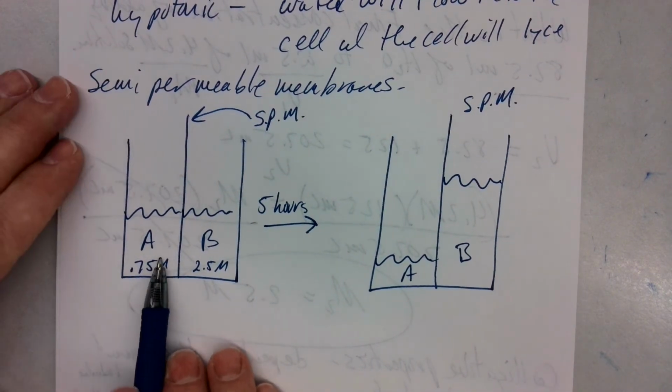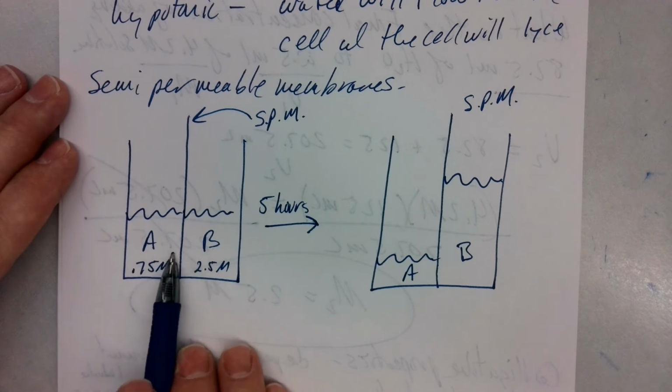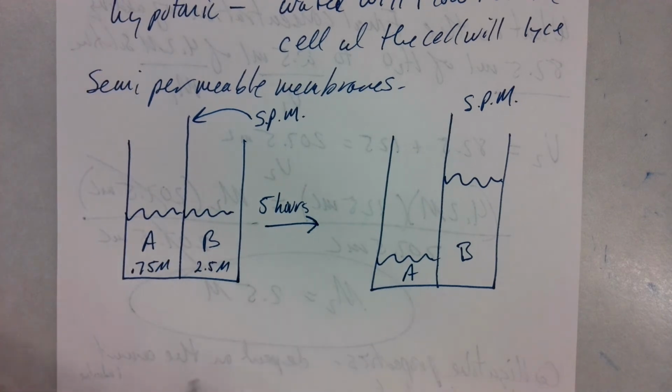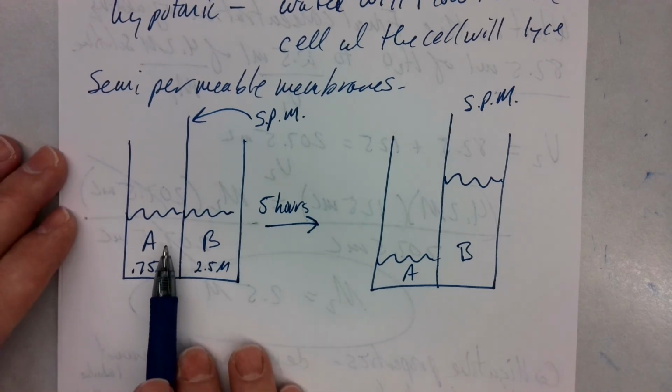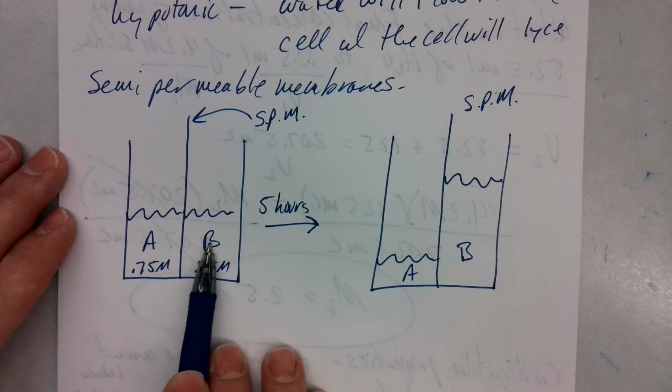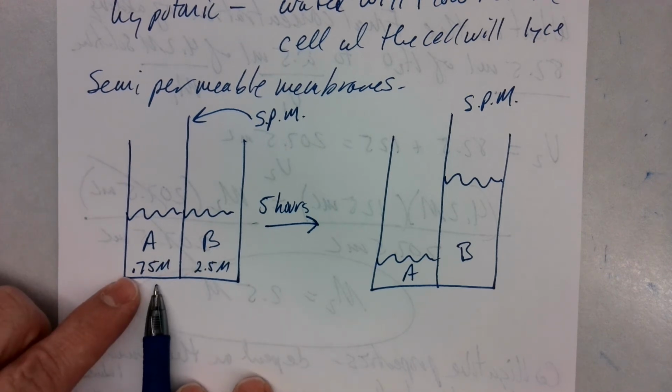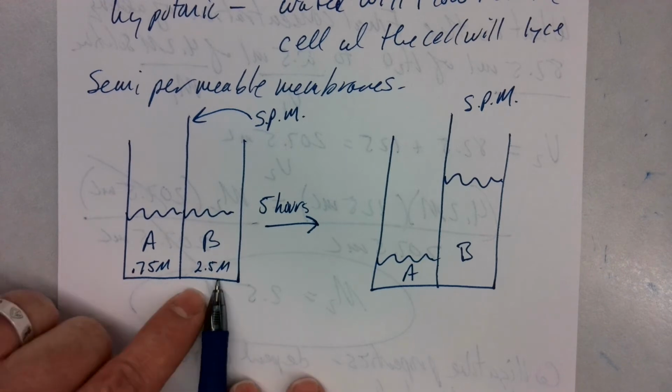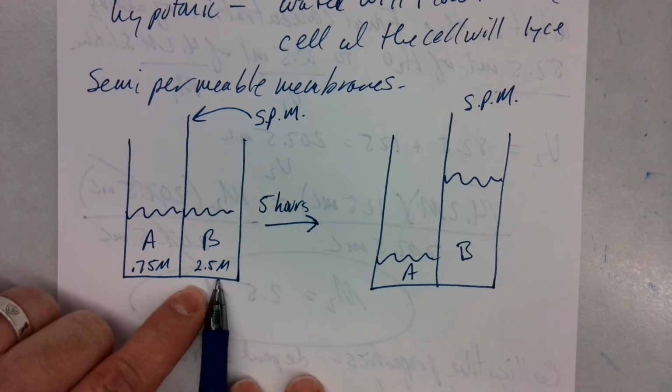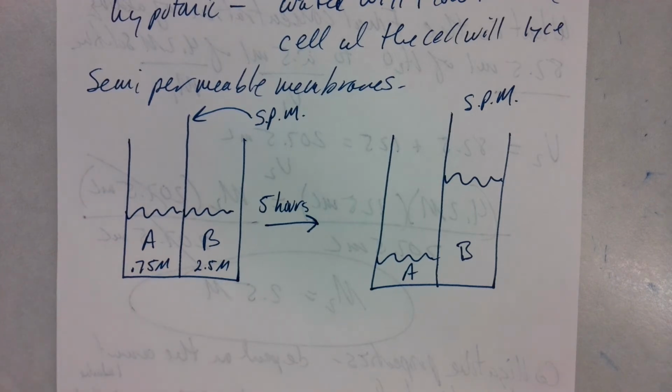Exactly, because what it wants to do is it wants to dilute it to make them the same, right? Well, to do that, the water is going to have to flow out of A and into B, which is going to make A more concentrated, and it's going to make B less concentrated. And if you leave it long enough, what would happen? They will equal out. Their volumes will not be the same, but the what?